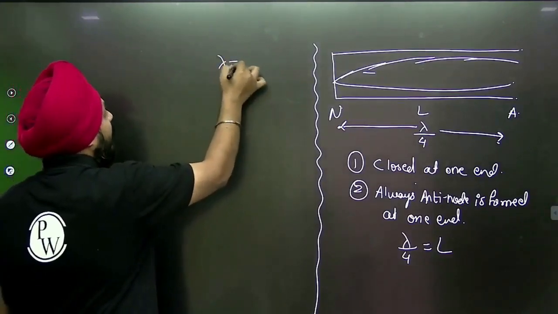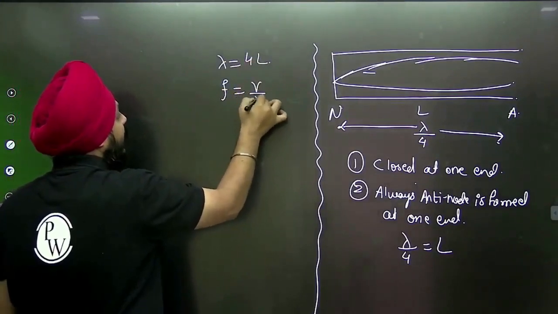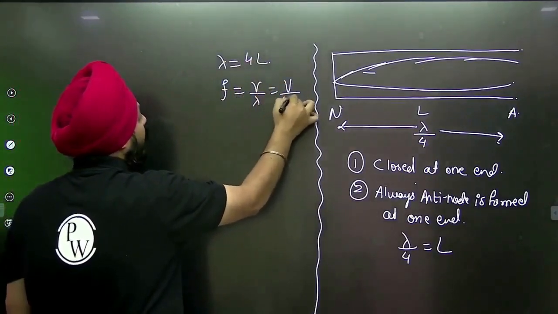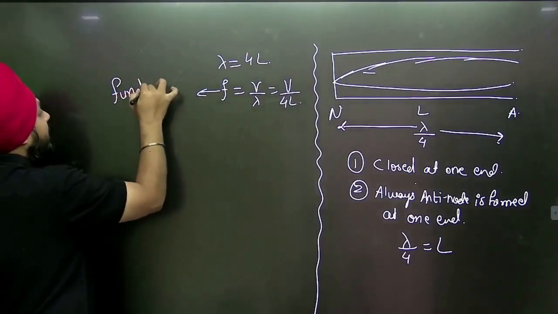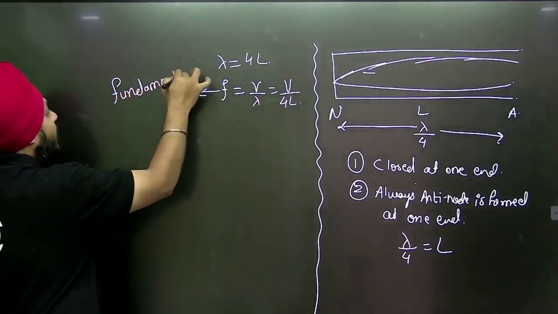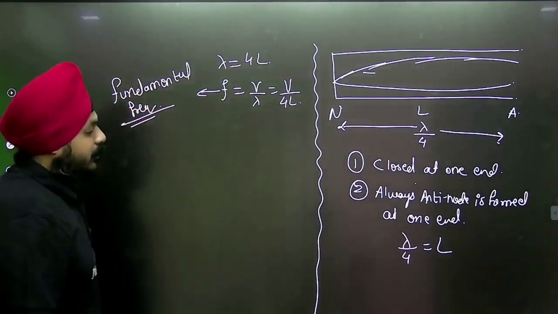So what will be the lambda? That is 4L. What is the frequency? V by lambda, that is equal to V by 4L. This is the fundamental frequency of the closed organ pipe. A simple way to identify it.